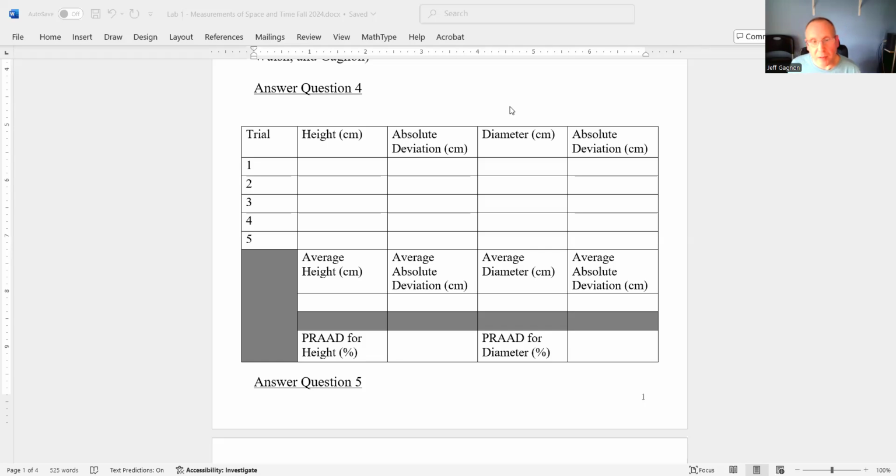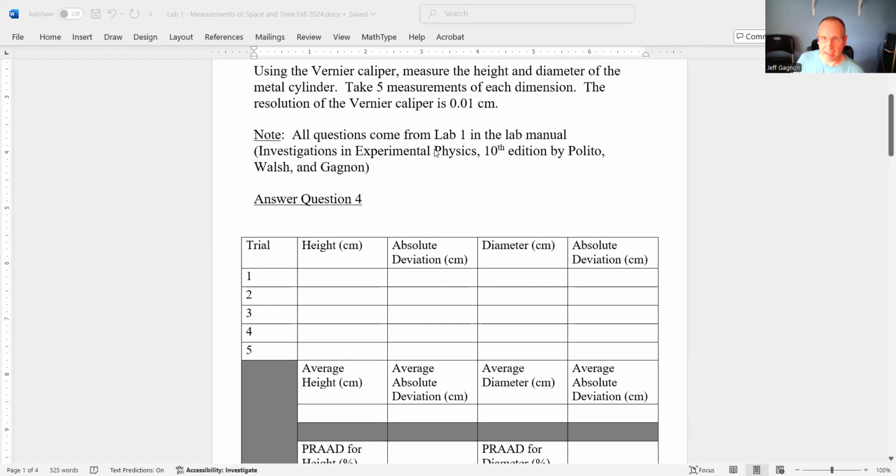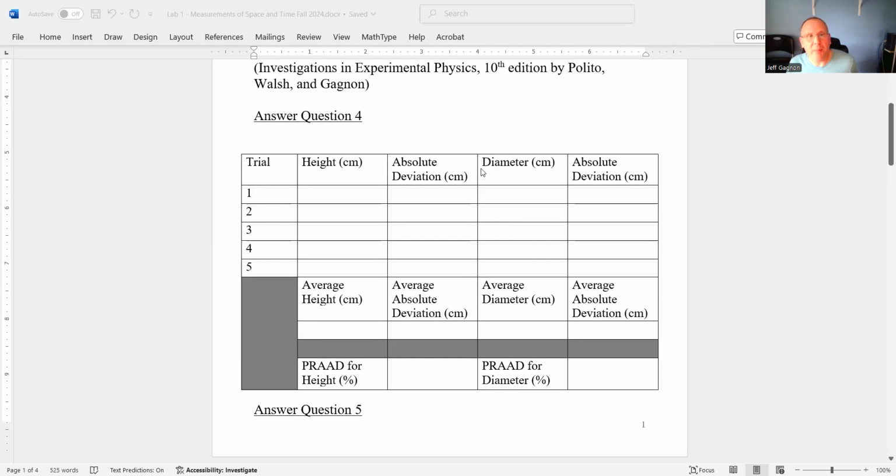Okay, so the first question that you're going to be responsible for from the lab manual is question 4. And if you look at this lab, basically this is lab 1 in the lab manual from Polito, Walsh, and Gagnon, the 10th edition. And basically, it's just going to ask you to explain in words how you use the vernier caliper to measure the diameter and the height of the small aluminum cylinder. So you're just describing in words how you did that measurement.